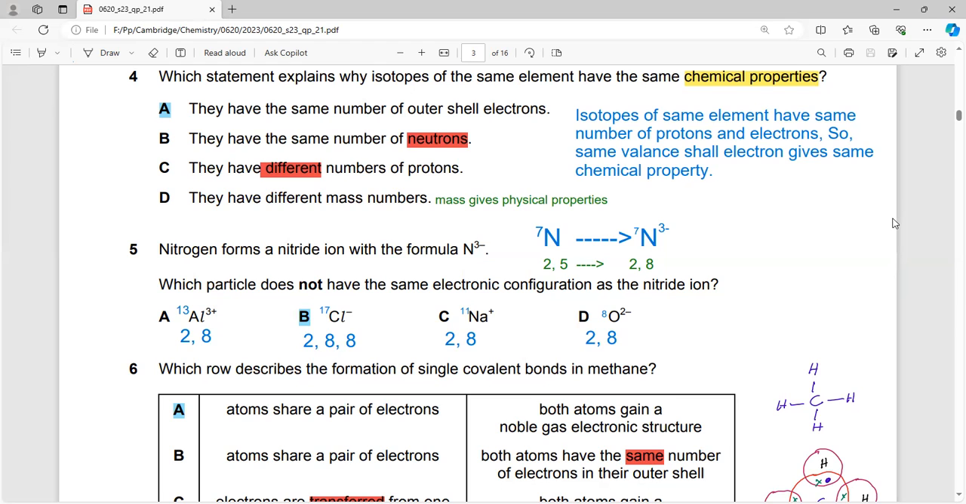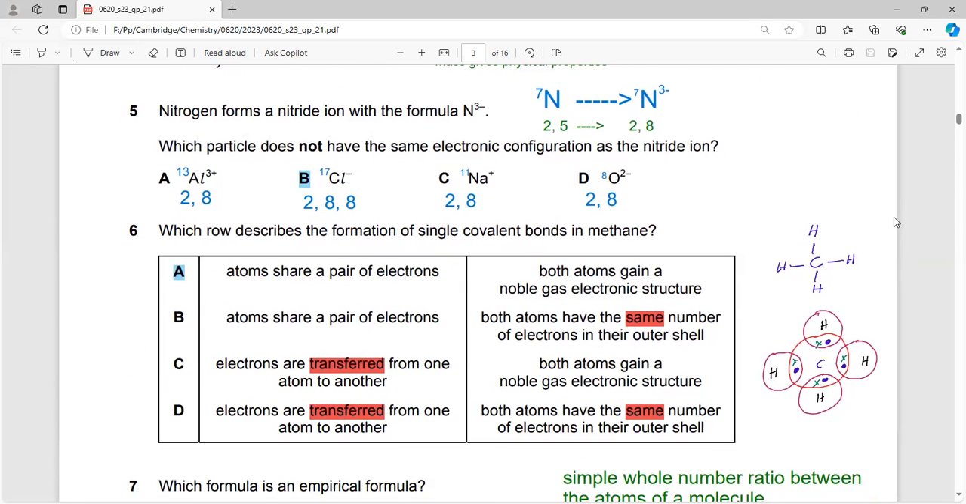C is wrong. Why? Because they have the same number of protons. While D, they have a different mass number. So it's correct that they have a different mass number, but the mass number describes a physical property, not a chemical property. So A is our correct option here.